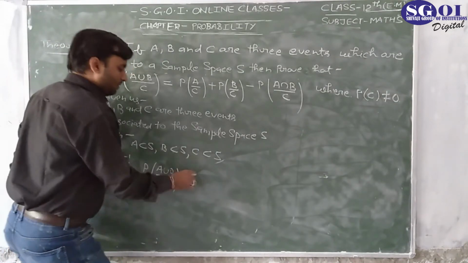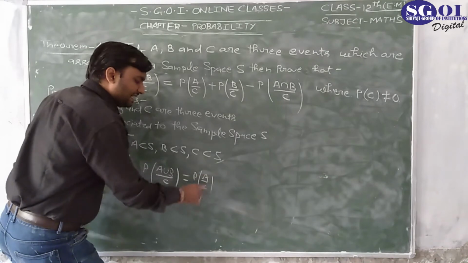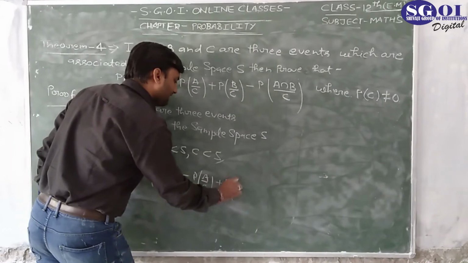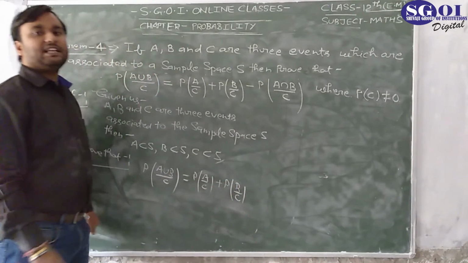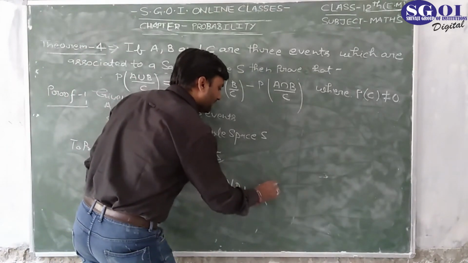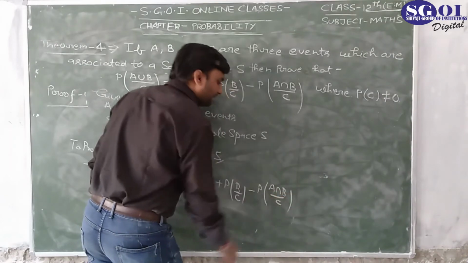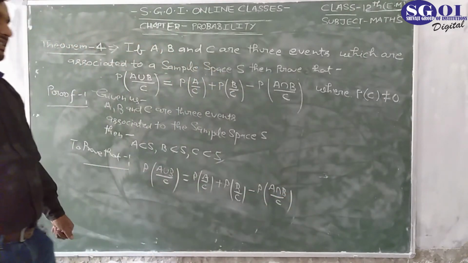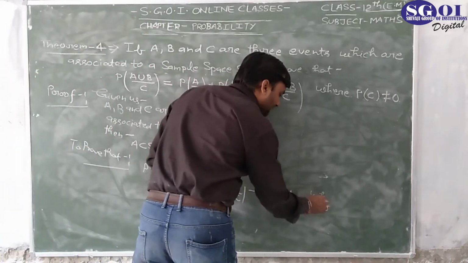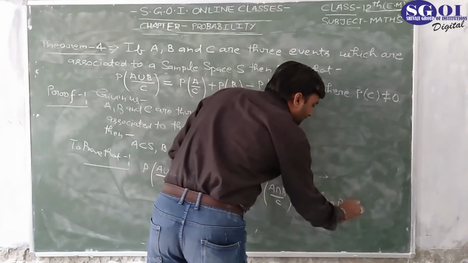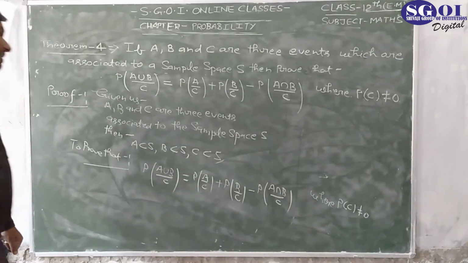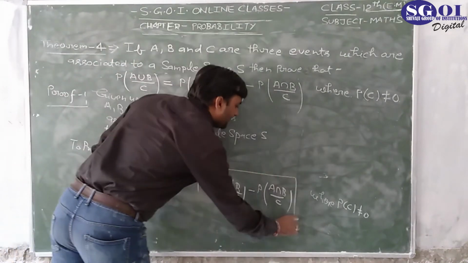This is equal to probability of A by C, that means conditional probability of A when event C has already happened, plus probability of B by C, that means conditional probability of B when event C has already happened, minus probability of A intersection B by C, that means conditional probability of A intersection B when event C has already happened, and here probability of C can never be equal to 0, that means probability of C is not 0. Now we have to prove this particular theorem.